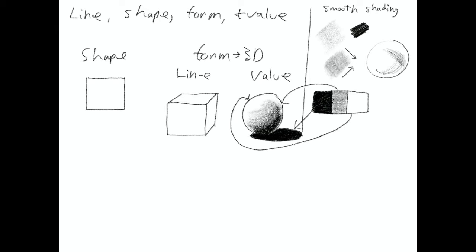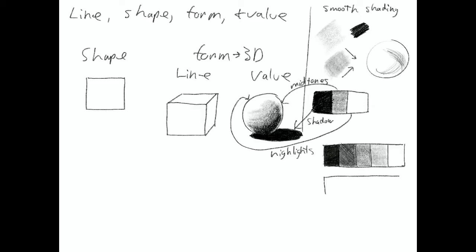This is where I also talk about some simple value blocks. We have your shadows, your midtones, and your highlights. Your shadows are going to be the darkest darks. Your midtones are going to be your grays. And of course, highlights, you want to keep plain white.